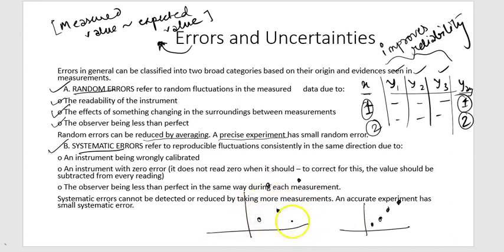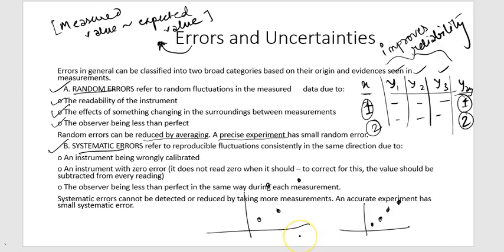These data points are more randomly oriented than these. Of course, that implies that this has more random error than this, right? Which means the precision of the instrument has been compromised one way or the other. All right. But please remember that it is in no way related to accuracy.